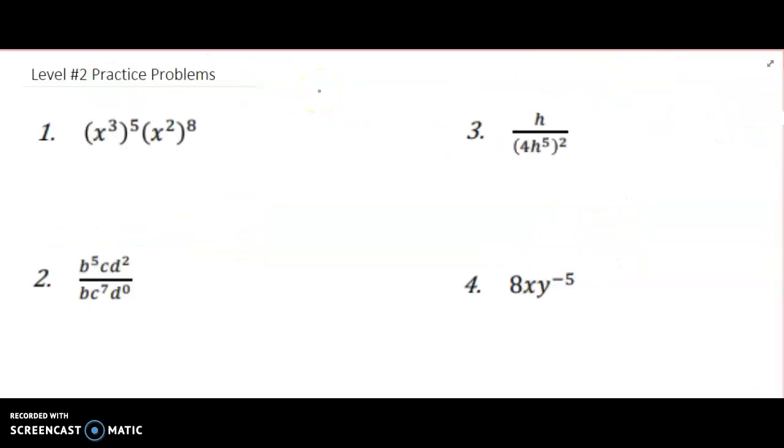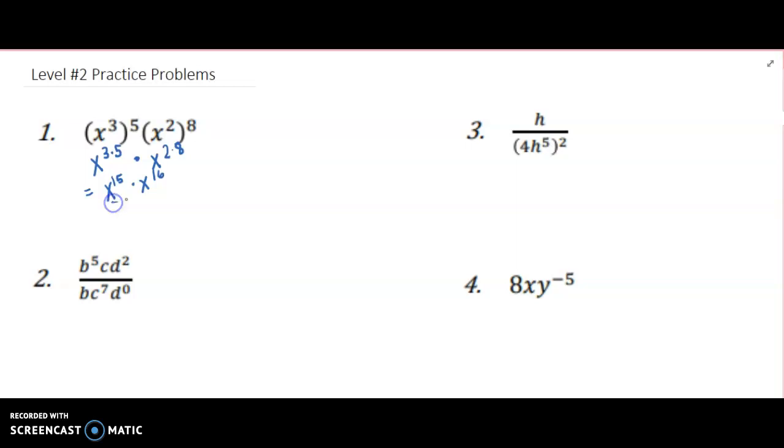All right, so let's look at these level 2 problems. These are a little more difficult. Once again, we have an exponent in parentheses and then a power, so this would just be x to the 3 times 5 times x to the 2 times 8. So x to the 15th times x to the 16th.